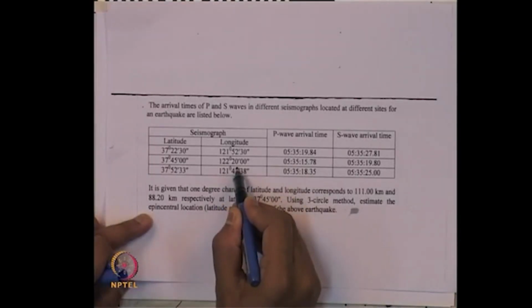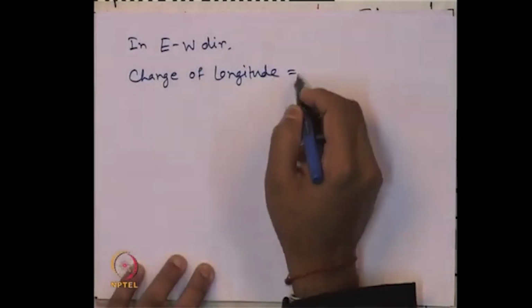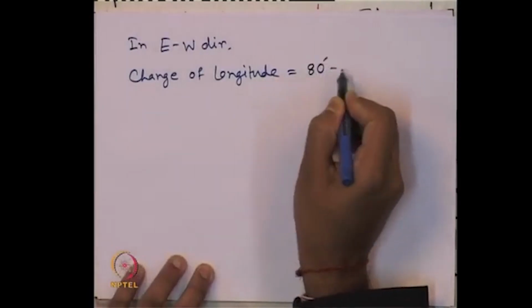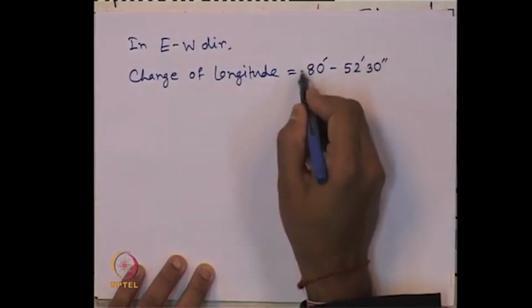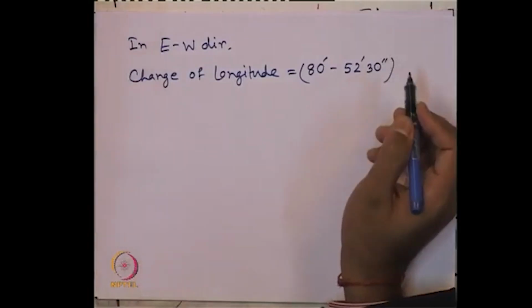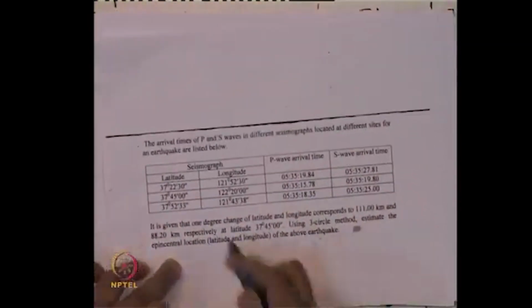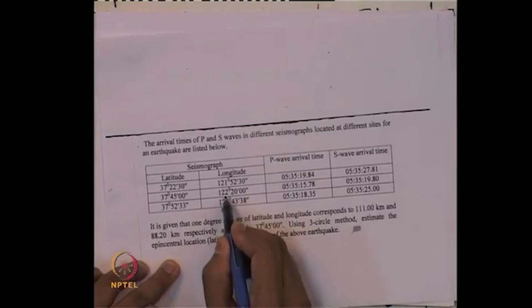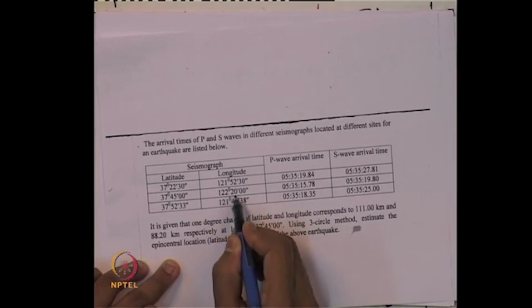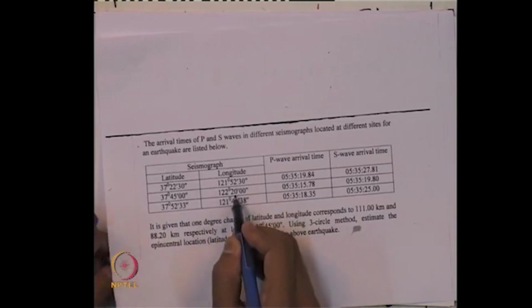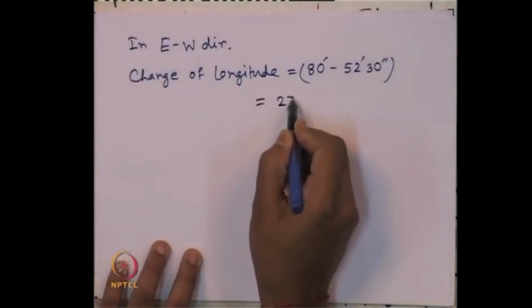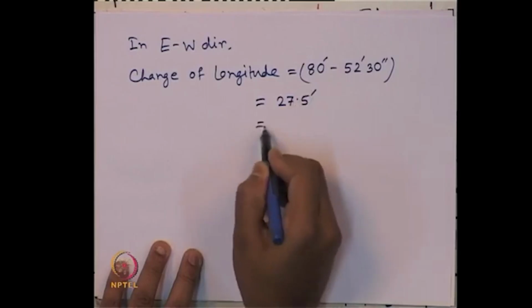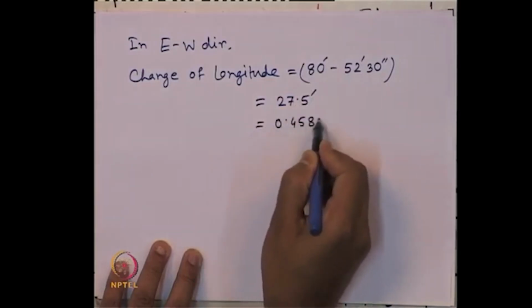It is 122 degree 20 minute 00 second, and 121 degree 52 minute 30 seconds. So, 80 minutes minus 52 minutes 30 seconds, that is the change of longitude. Why have I written 80 minutes? I have taken the degree as equal, and converted this 20 minutes to 80 minutes by adding 60 over here, clear. So, it gives me the difference 27.5 minutes, which equals 0.4583 degree.